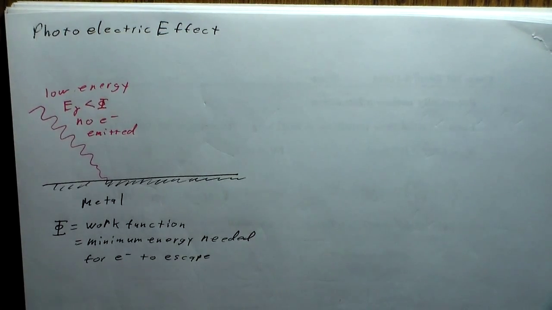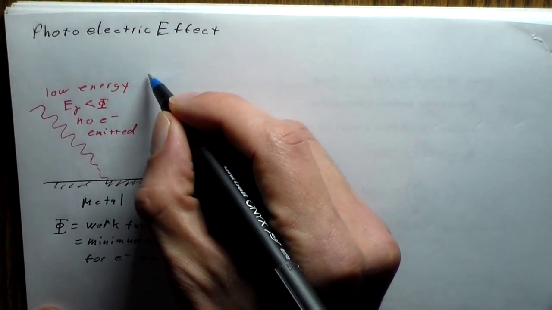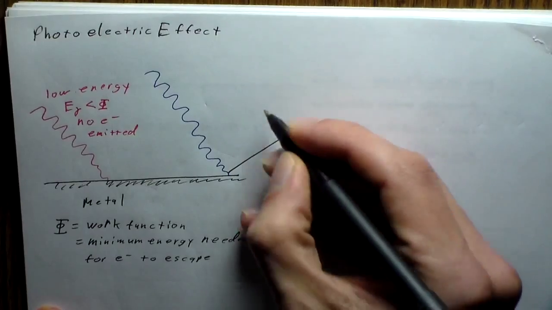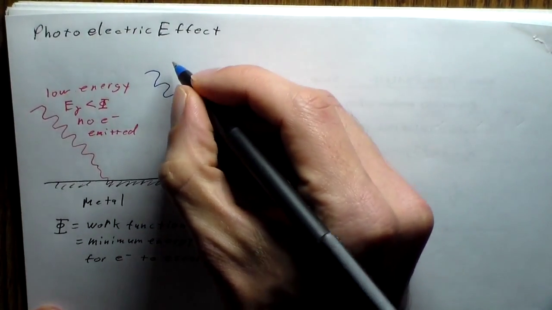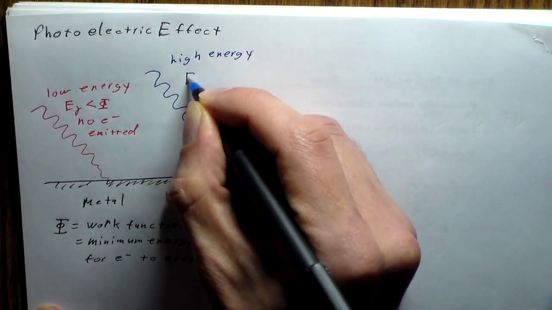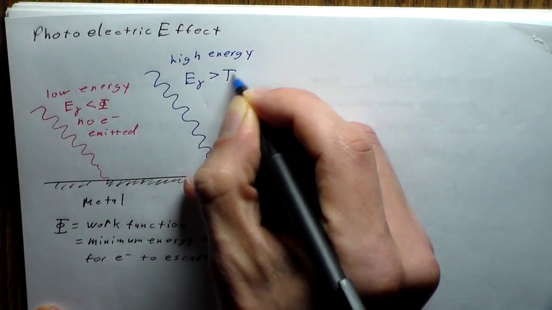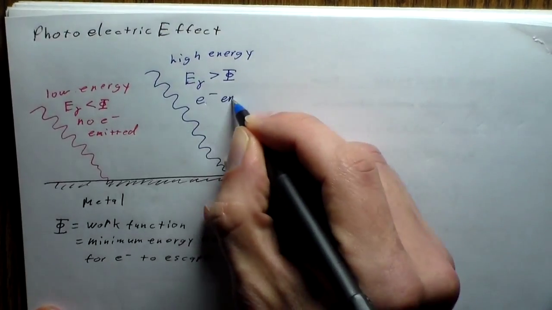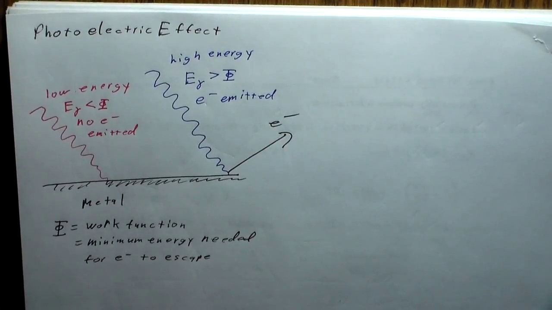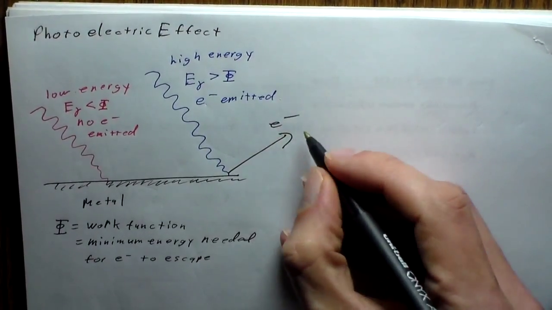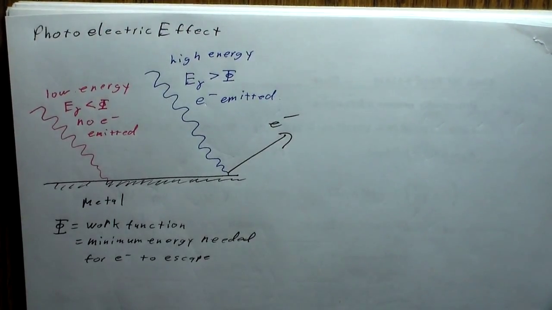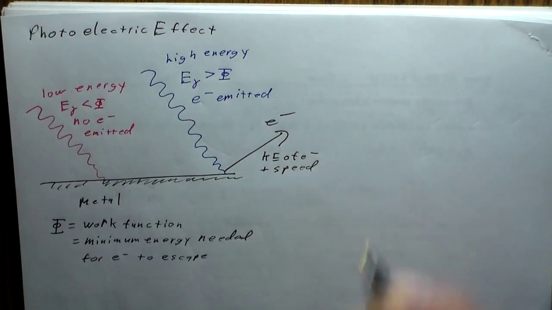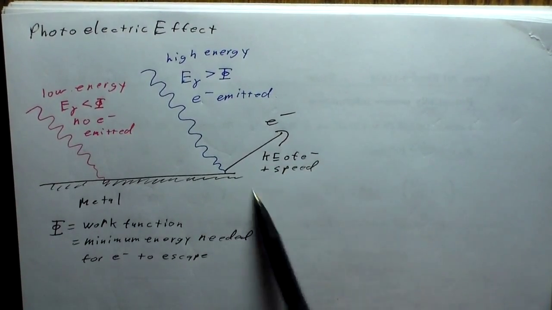Now, if you do have a higher energy photon, this will be a blue photon, and in this case, it will knock an electron off. This is going to be a high energy one, and now the energy of my photon is going to be greater than that of my work function. Then we're going to get an electron which comes off. What we're going to be doing here is calculating the energy of this electron. When I say the energy of the electron, I mean the kinetic energy of the electron, and also the speed, the velocity of the electron. That's what we're going to be calculating here.